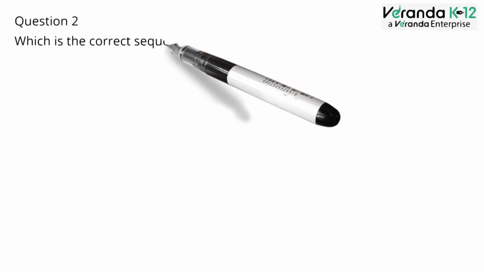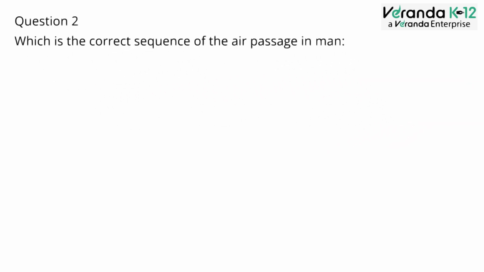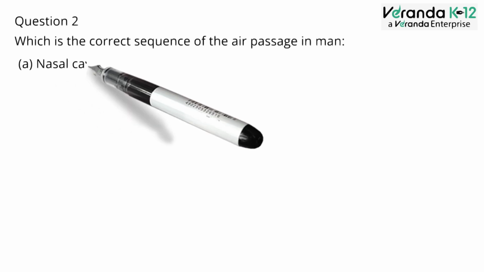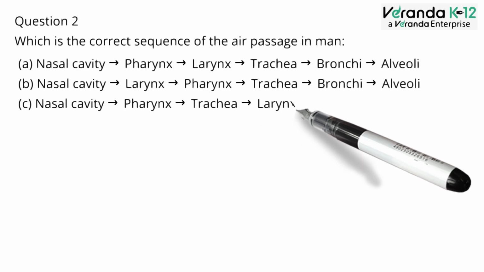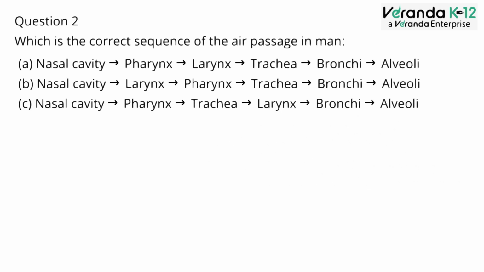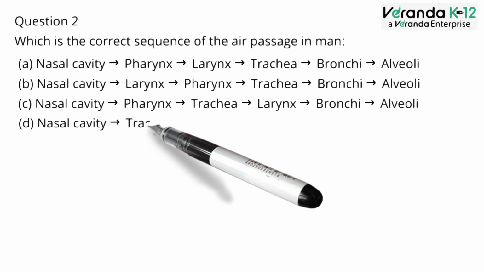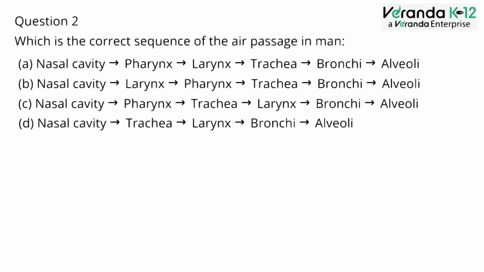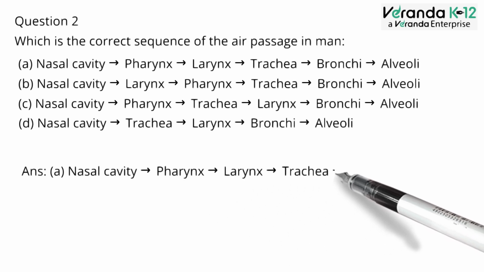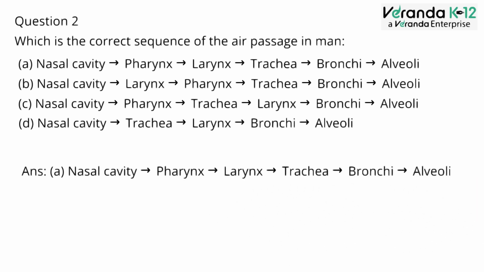Biology, question number 2. Which is the correct sequence of the air passage in man? The air first enters through the nose, where it is filtered and warmed and humidified. Then the air passes through the pharynx, which is a muscular tube that serves as a pathway for both air and food. The air now moves into larynx, which is called as voice box.